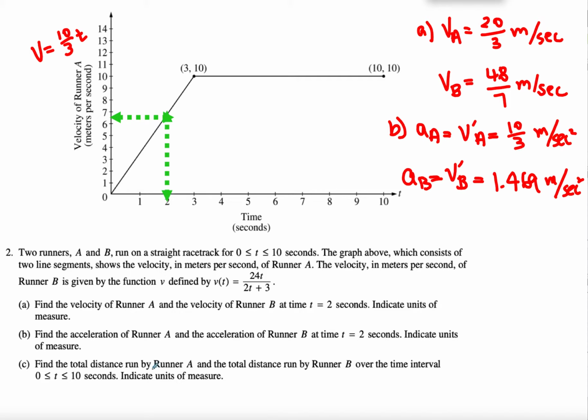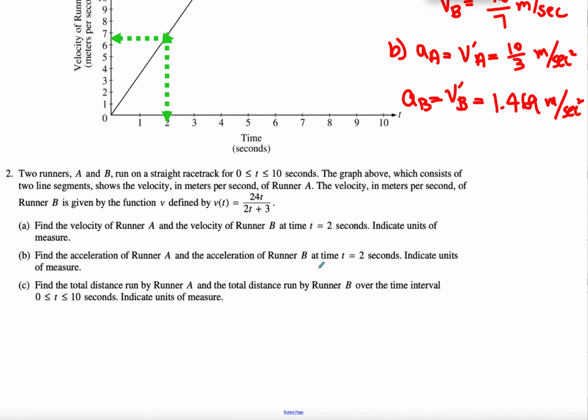Find the total distance run by runner A and total distance run by runner B. Now, in this case, we have to use the integral because velocity is given. But notice that what they said was total distance. While the function is always positive, distance and displacement will be the same. But if the velocity function sometimes is positive and sometimes negative, then we need to be careful about those two things. So for A, distance A, I realize that everything is positive here.